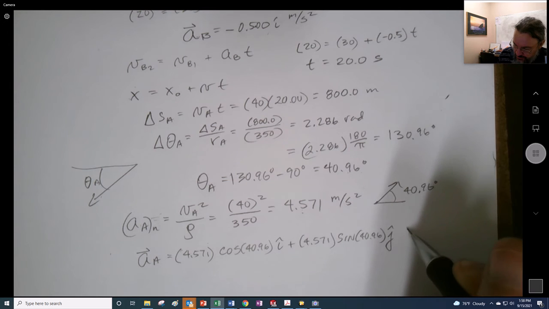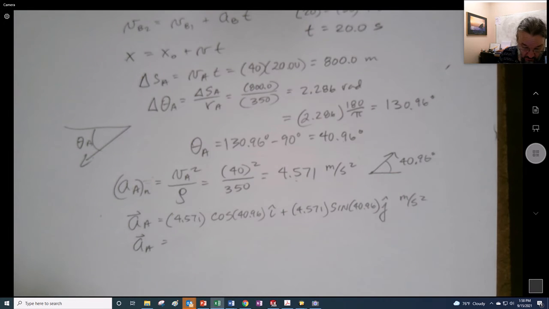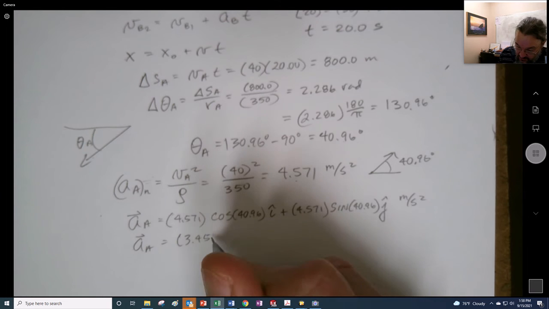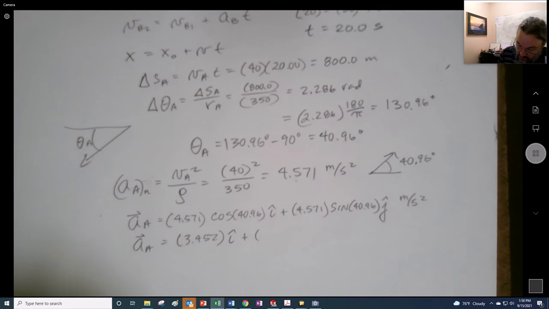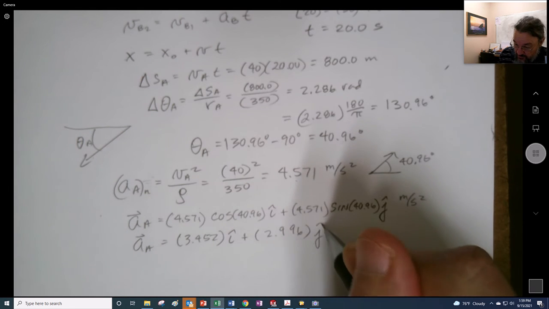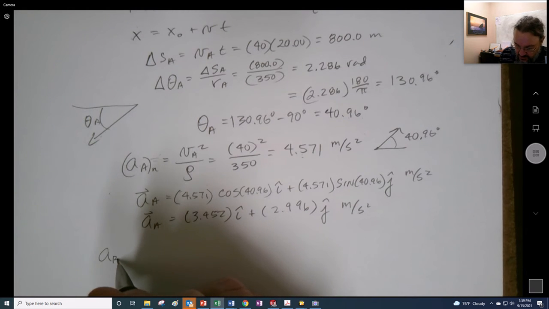40.96 and go J. And again, this is meters per second squared. So we get the acceleration of A in 40.96 cosine times, and I get 3.452 I, and that's going to be plus, swap them around, 4.571, 40.96, and I think I get 2.996 J meters per second squared.